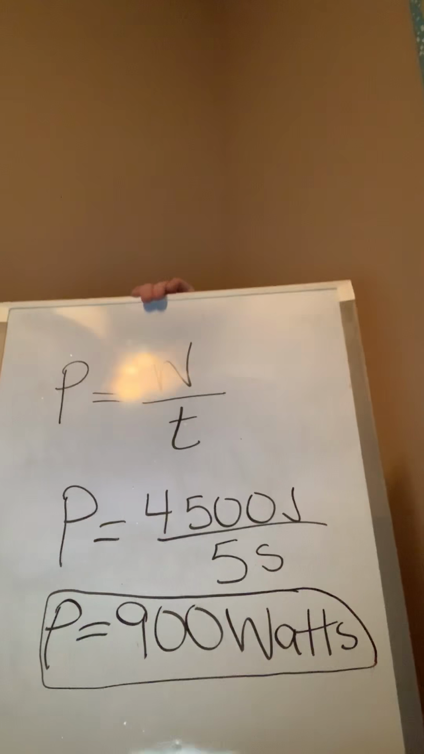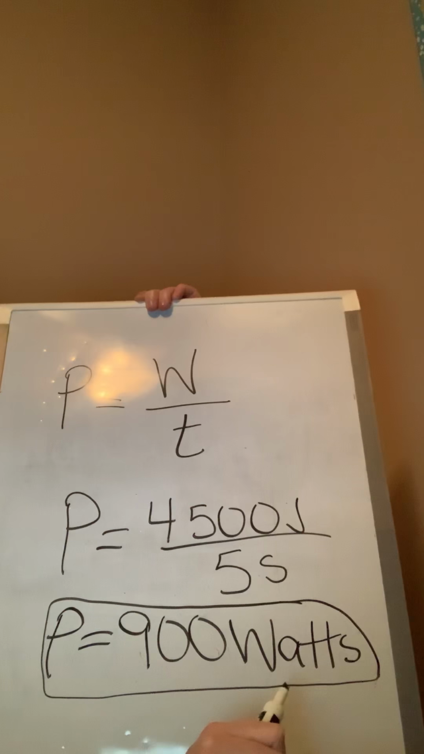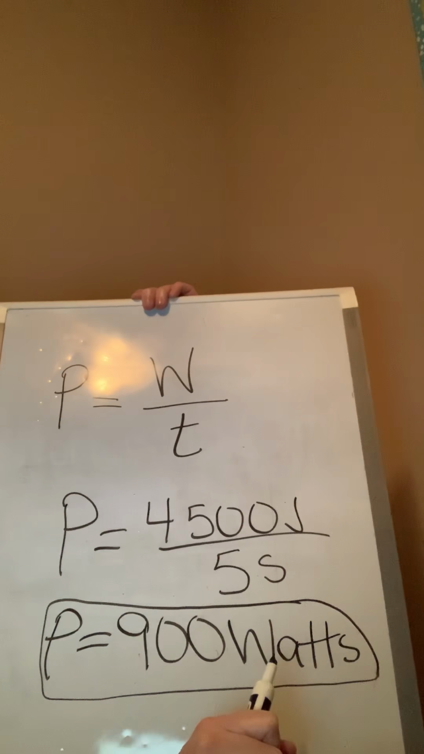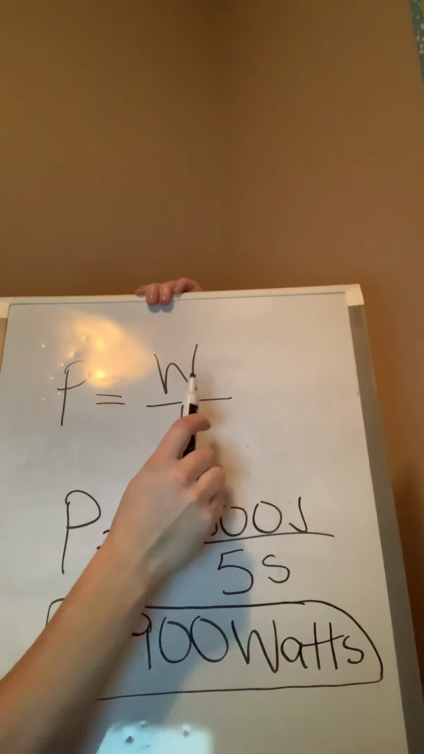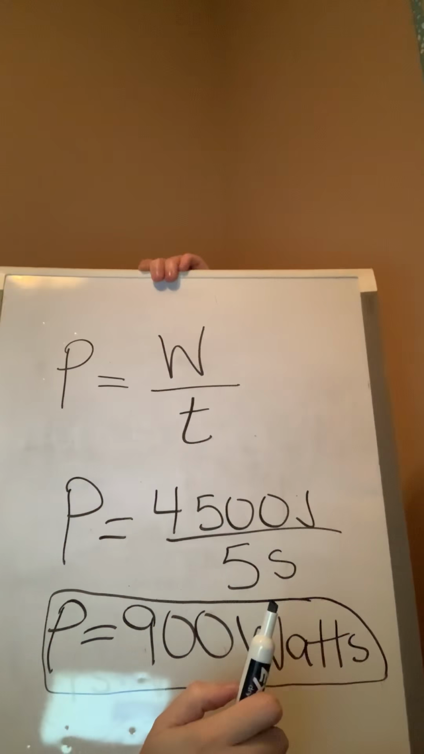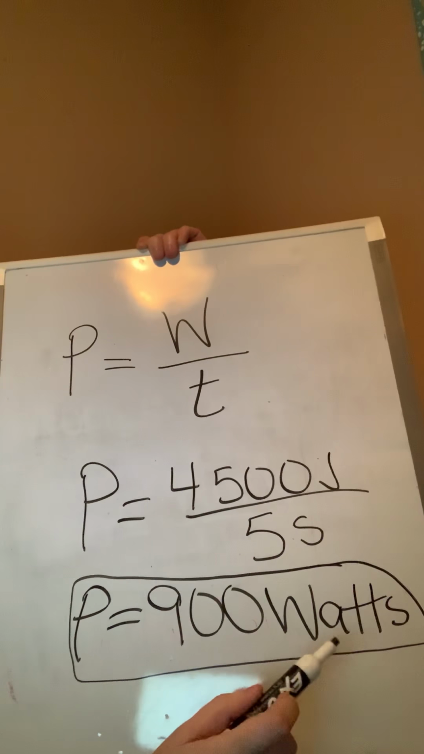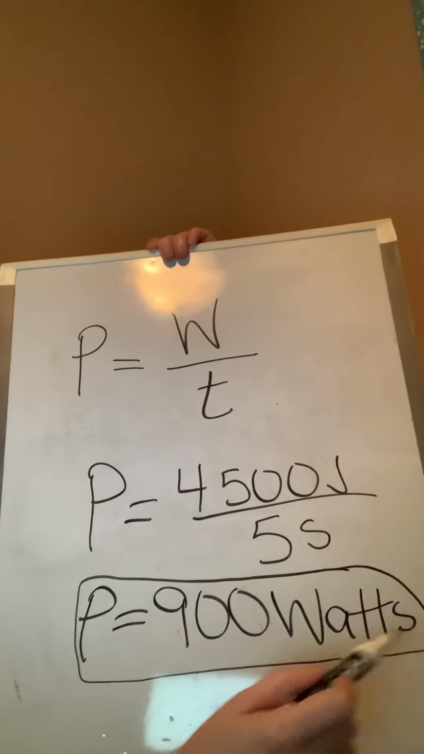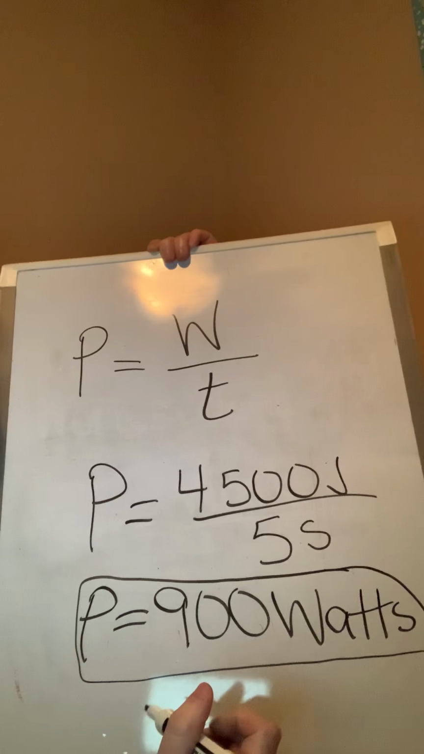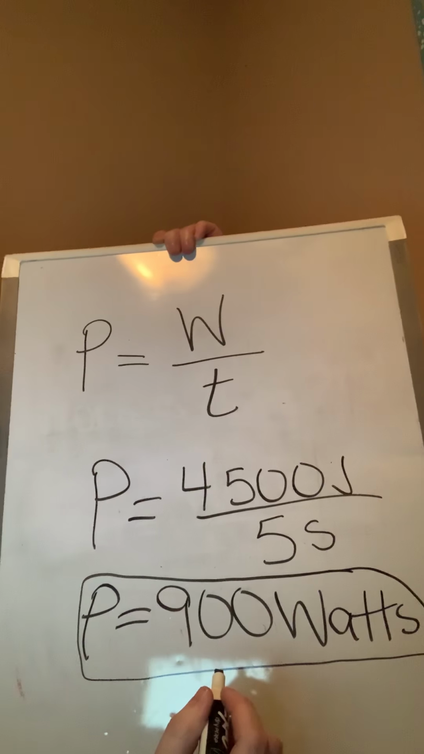900 watts. Now, I don't abbreviate watts with a capital W just because that's what we use for work, and I don't want y'all to get confused with that. So every time that I write out the units for watts, I'm spelling out the entire word, so as not to get confused with this W up here. So, let's go on to the next slide.